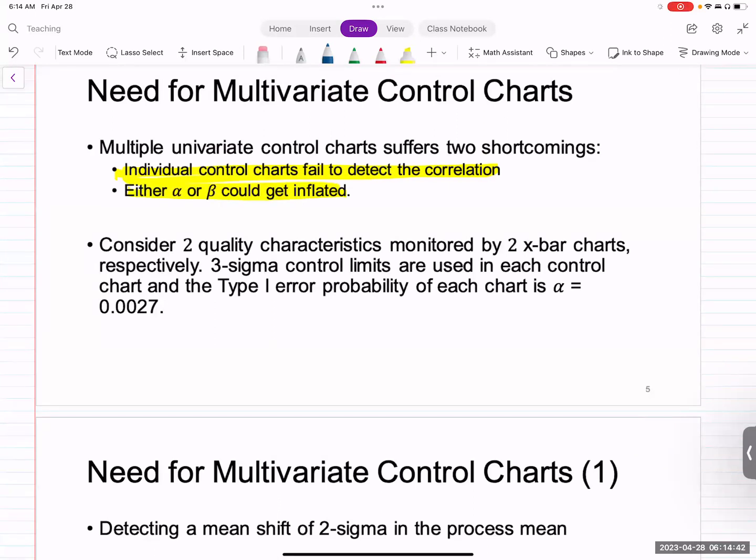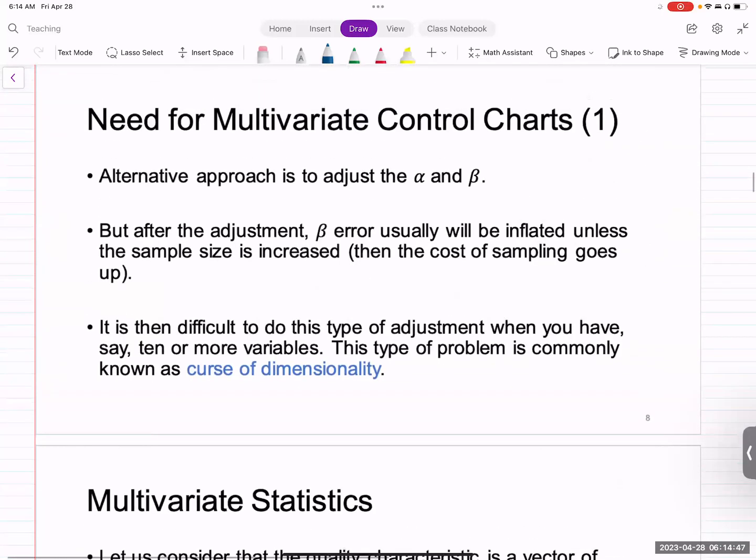All right. So these two are the main challenges. Sometimes there are ways in which people adjust type 2 error and type 1 error, but usually this is done by increasing the sample size. And we have talked about this multiple times in the past that increasing the sample size is not a good idea because the sampling cost goes up, right? So it may not always be feasible to increase the sample size.